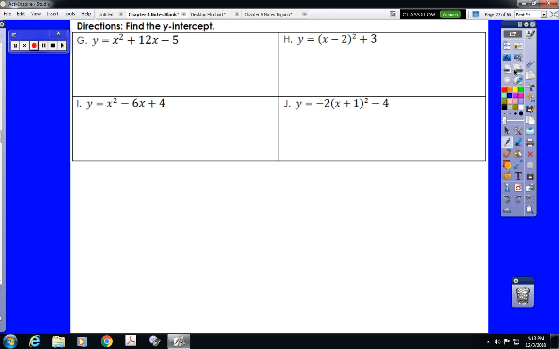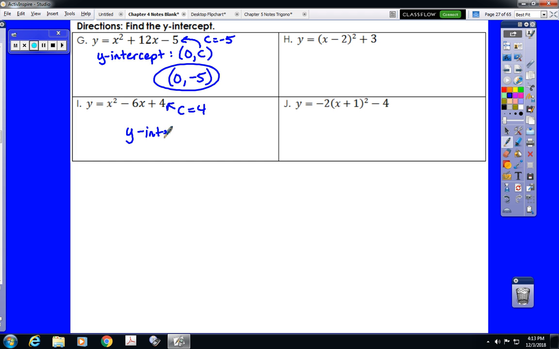Okay, so finding the y-intercept. This is probably the one place where it is more useful to be in standard form than in vertex form. So if we're looking at the graph in standard form, the y-intercept is at the point 0, c. Well, c is negative 5. So that answer would be 0, negative 5. Same for the problem directly below it. C is 4. So the y-intercept is the point 0, 4.